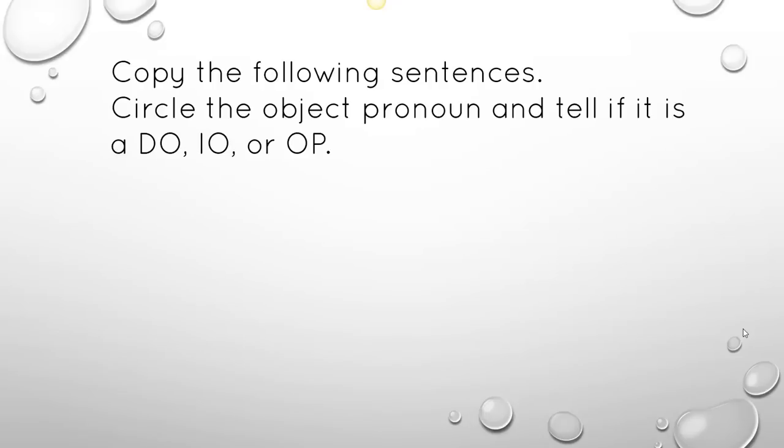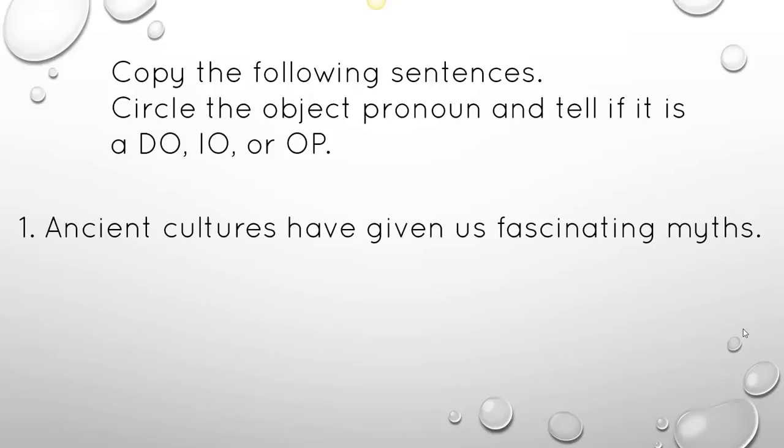I'd like you to copy these sentences. Circle the object pronoun, tell if it's a DO, IO, or OP. Ancient cultures have given us fascinating myths. So start by circling the pronoun. Tell me if it's a direct, an indirect, or an object of a prep. In this case, the pronoun is us. That is an indirect object because we can ask ourselves, given to whom? Us.